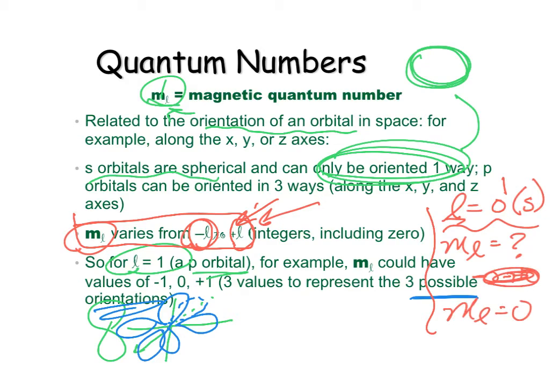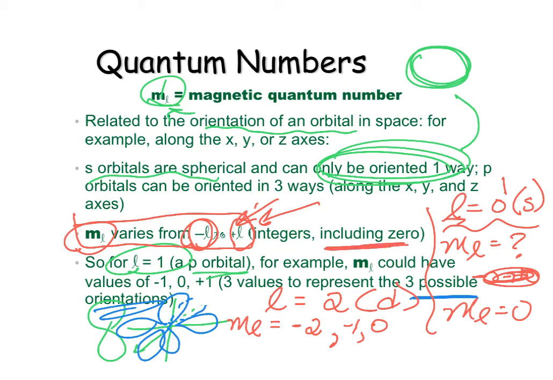Let's do one that's a little more meaningful. Let's say that L had a value of 2. So that would be talking about d orbitals, right? That would mean that m sub L could have a value. Now you're going to start at the negative L value, so negative 2, and you're going to move up in integers. Negative 1, you always have to go through 0 when you're talking about m sub L values. Then we have positive 1, and finally we have positive 2. All right, so those are the possible values for m sub L.